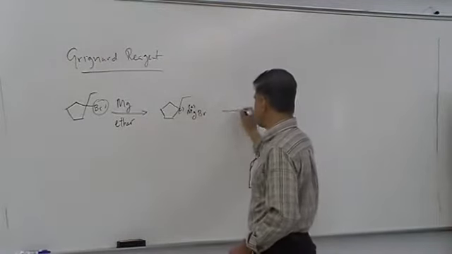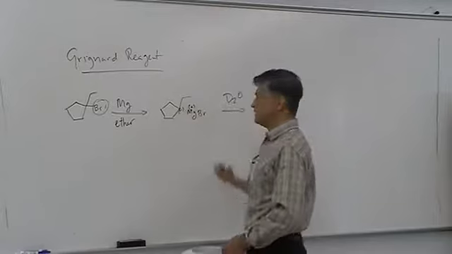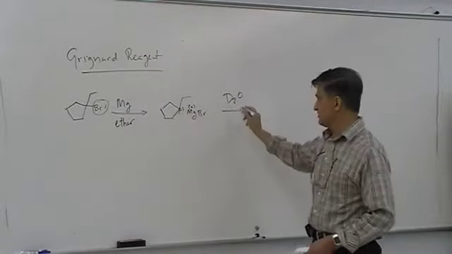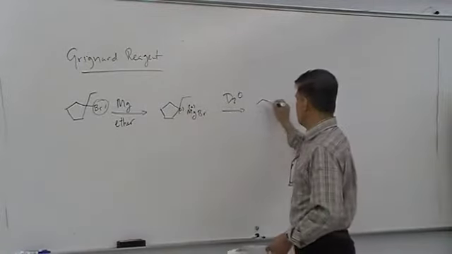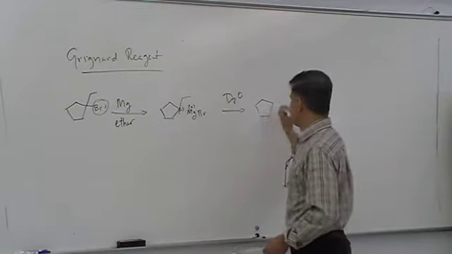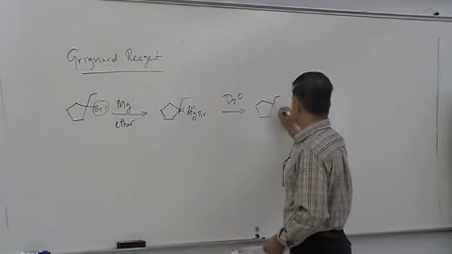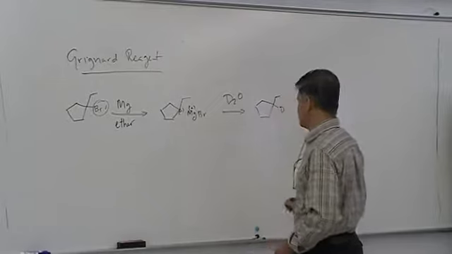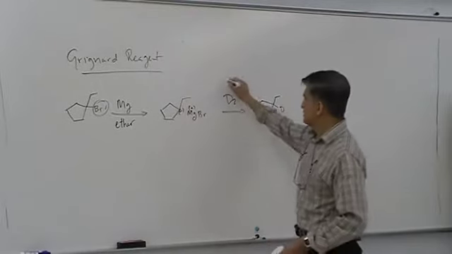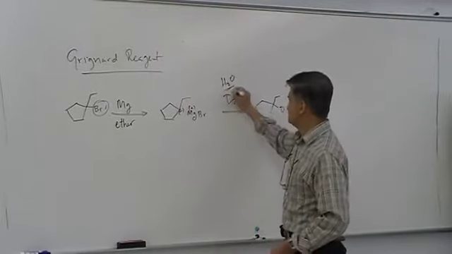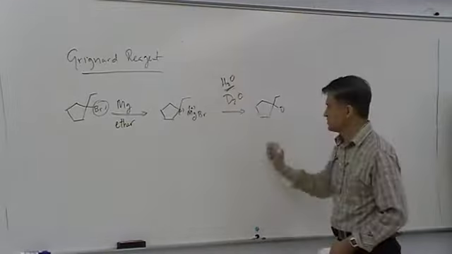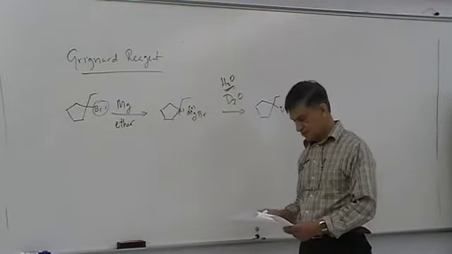If I'm going to use D2O, scientists in earlier years, that's what they tried. It's heavy water, D2O. Then you end up with this, so that scientists know where that hydrogen goes. So D2O is really heavier hydrogen. That's how scientists know the mechanism involving Grignard reaction.